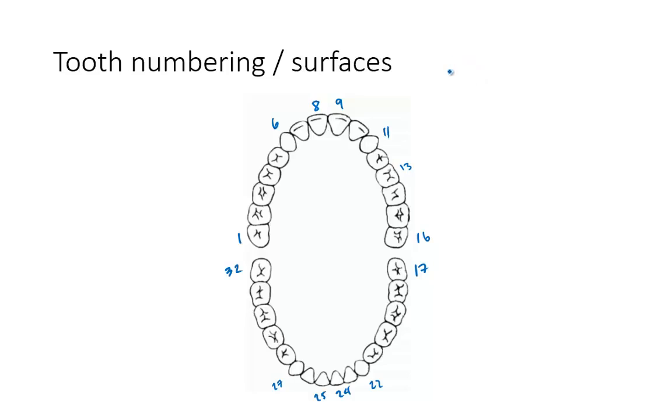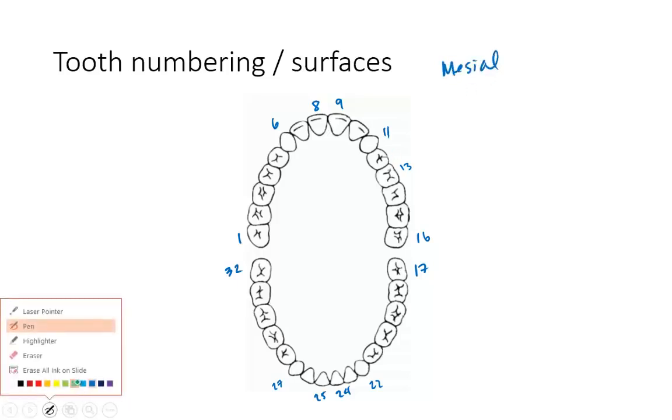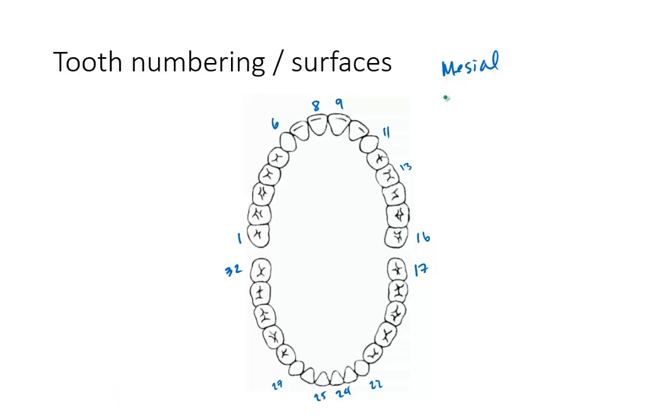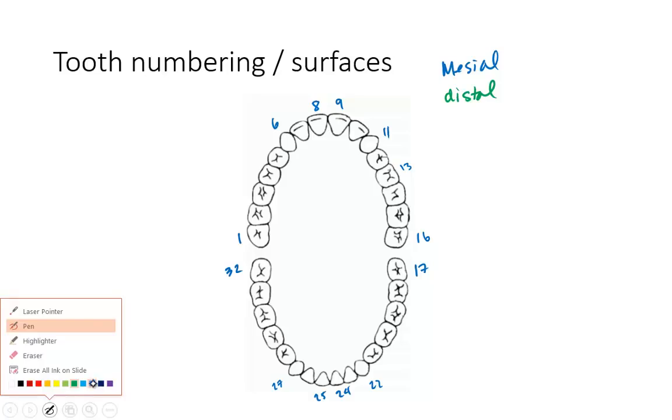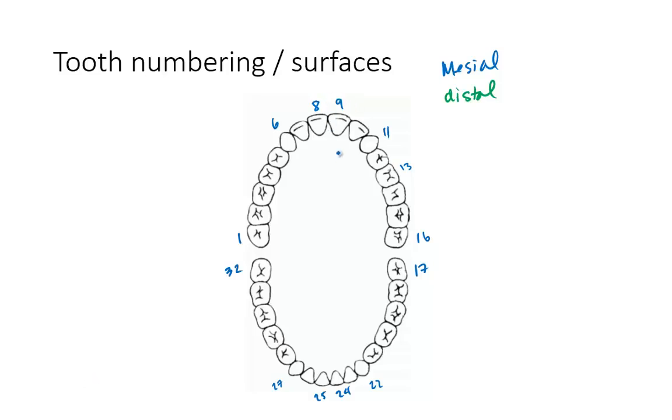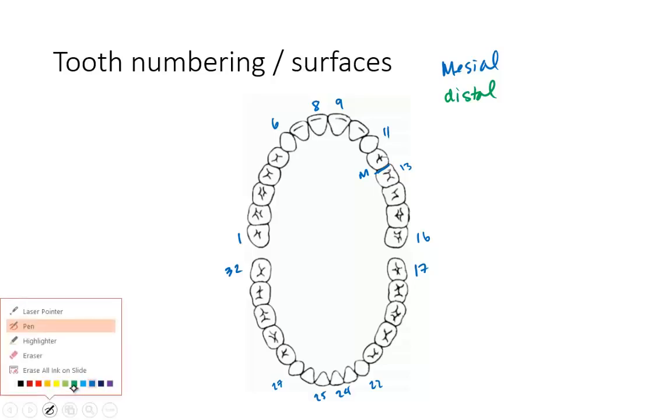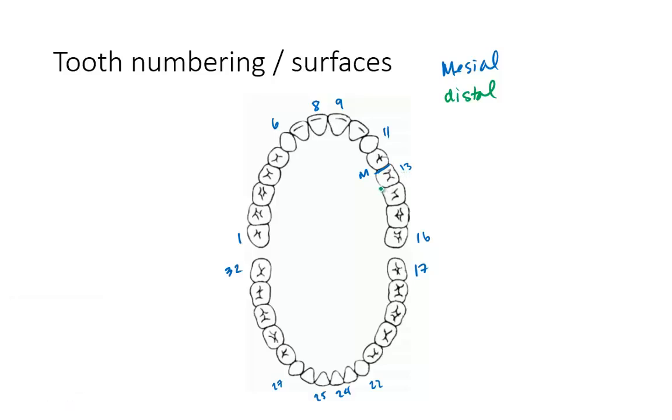So moving on to surfaces, when people talk about interproximal surfaces or the proximal surfaces, they're talking about the mesial and the distal surfaces. And mesial refers to the surface that's closest to the midline. So for number 13, that'd be right here. This would be the mesial surface because it's closest to the midline, as opposed to the distal, which is a surface that's further away from the midline, and that's going to be right here. That's going to be your distal.